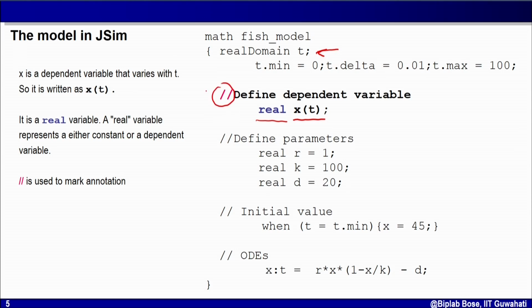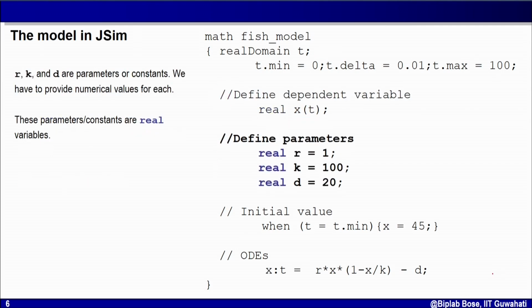These marks are used to tell JSim that the words written after these are not instructions but annotation. Annotating your code is a good practice so that you can understand why you have written a particular instruction, and somebody else looking at your code can also understand the meaning and purpose of a particular code block. So annotation starts with these double slashes. Let's look into the other part. We have defined the dependent variable and independent variable.